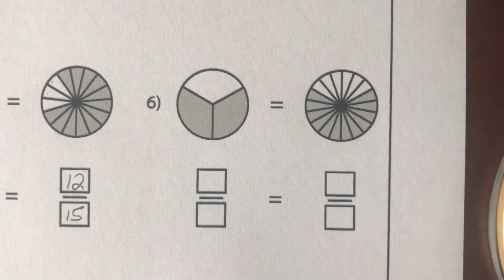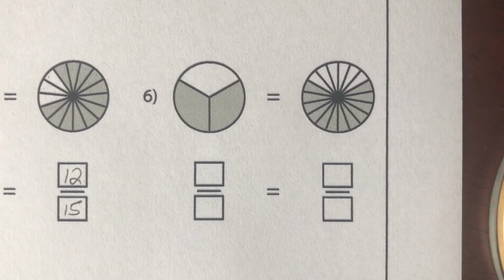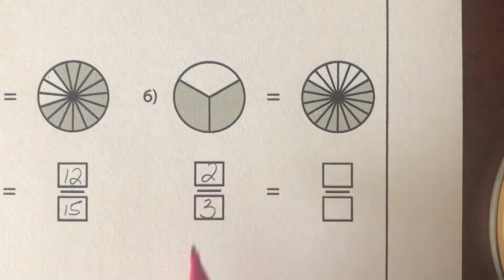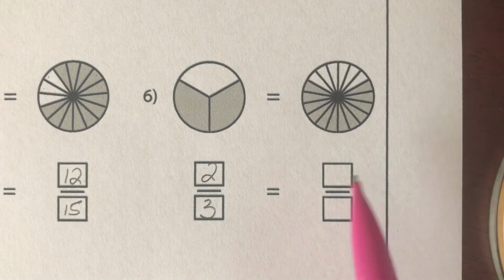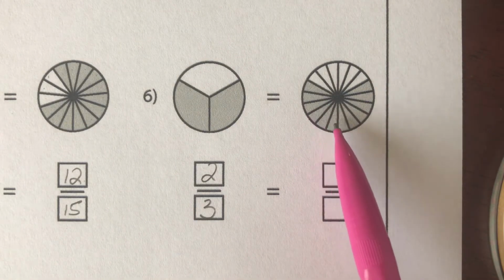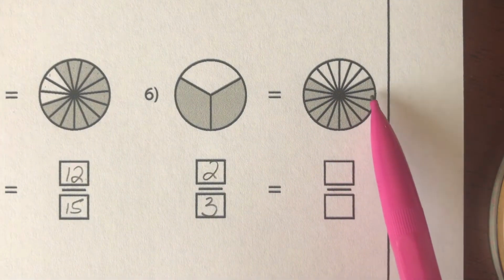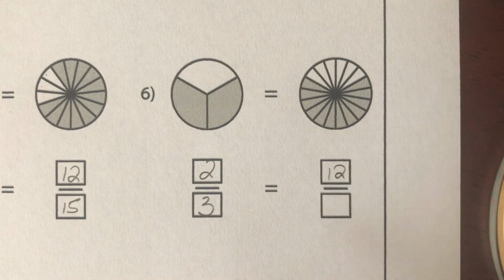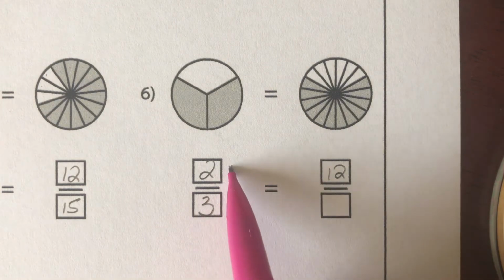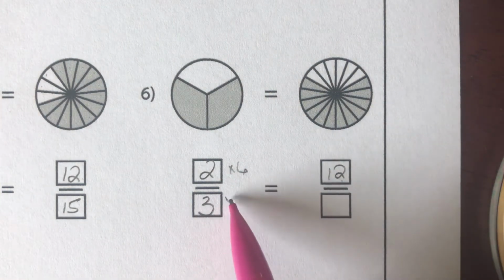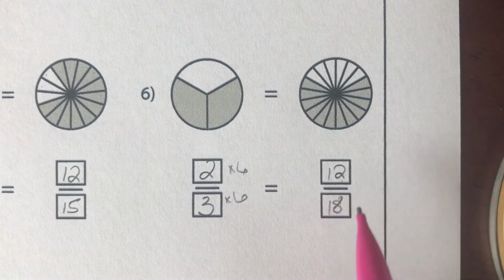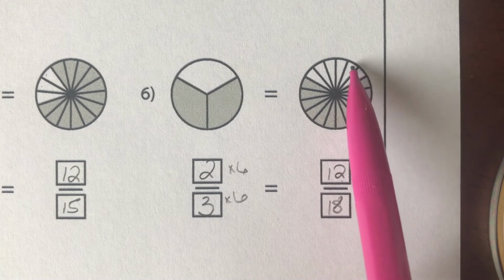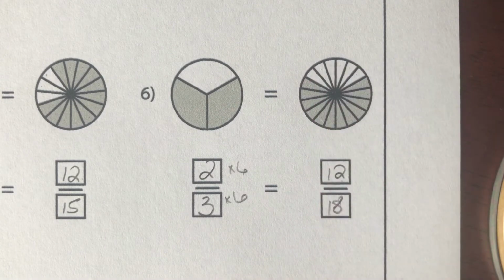And try 6 out. Pause your video. 2 parts shaded out of a total of 3. Over here we have 12 parts shaded. Well, let me do this a little differently. 2 times 6 is 12. 3 times 6 is 18. So we should have a total of 18 parts over here. So if I count 12, 13, 14, 15, 16, 17, 18, and I do.